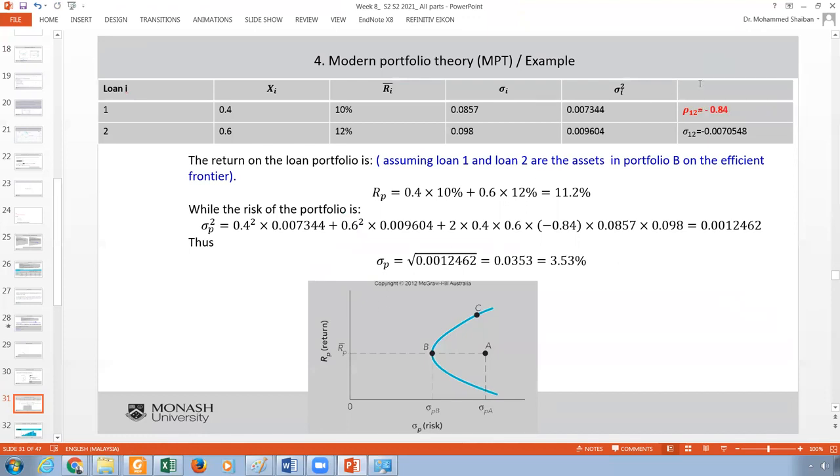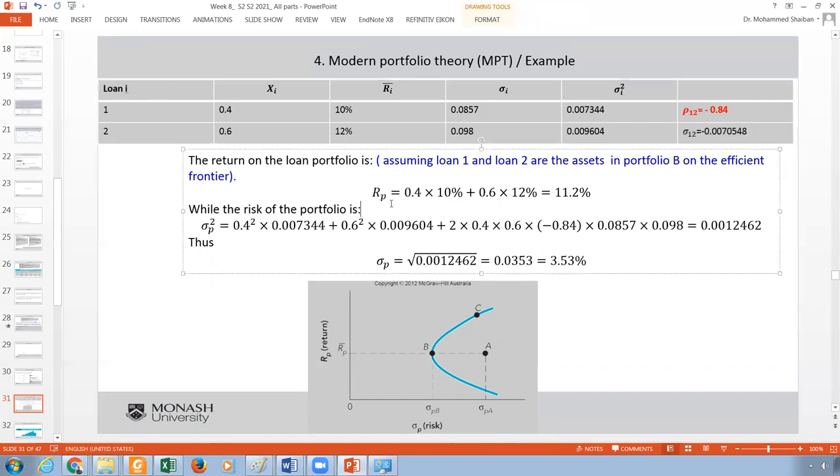This one, for example. This is just a small portfolio, loan 1 and loan 2. The weights of them are 40 and 60. The returns of them are 10% and 12%. And the standard deviations are 0.857 and 0.98, and this is the variance, and this is the correlation of the returns of those two assets. You can have 100 assets here.